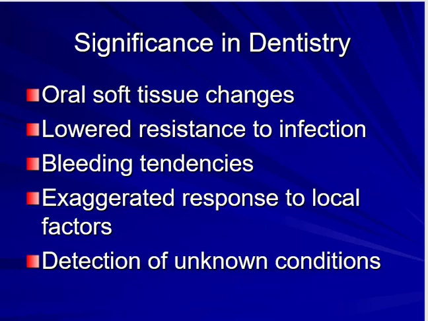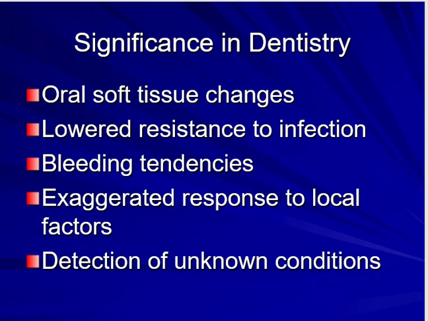The person may bleed significantly more than usual. It may be difficult to get them to stop bleeding. You may also see exaggerated responses to local factors. You may see only a small amount of plaque or biofilm present, and yet the tissue is bright red and bleeding a lot. You may also detect an unknown condition.